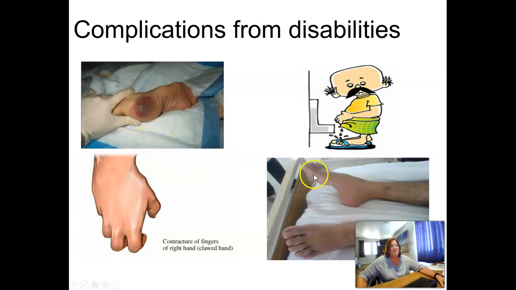You can see things like foot drop. So if a person can't move their feet or support weight on their feet anymore, and if we're not doing good range of motion, we can actually see the foot start to drop, where they won't be able to pick it up later.